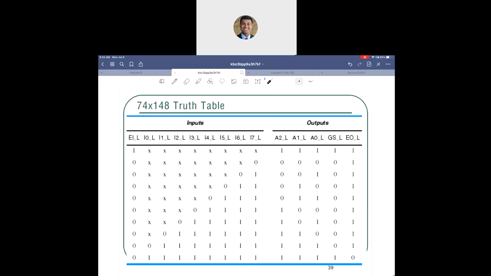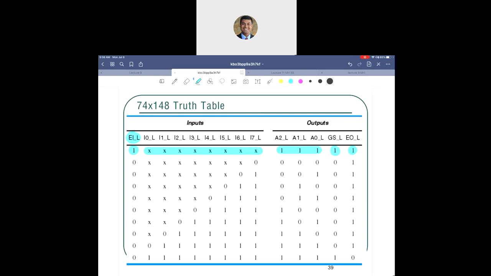Let us go up one bit and you can see this one. Let us go through this slowly. First, let's take a look at enable input, which is the active low input. So if it is inactive, no matter what the inputs are, all the outputs are going to be inactive. You did not get anything. Got something is inactive, and enable output is also inactive.